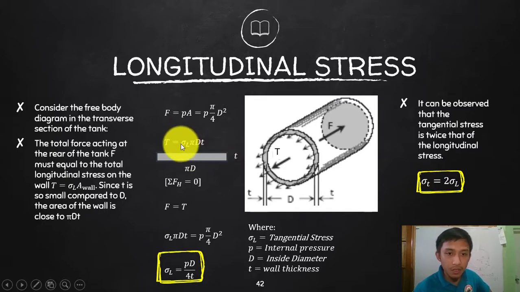Pi d times T. That is the longitudinal stress, the stress within the length of the pipe. So equate this one so that we will figure out the formula. Sigma sub L times pi d t is equal to pressure P times pi over 4 d squared. So one of the d cancels, 4 will remain below, pi and pi cancel, t will go down. So you will end up here with sigma L equal to pressure P times D over 4T.